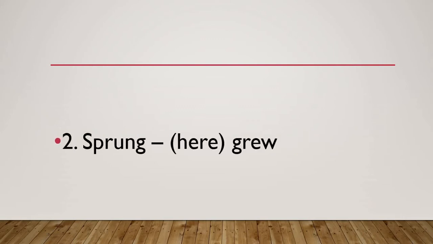Number 2, sprung. Answer is grew. See, necessarily you don't have to write the brackets, because here it means in this lesson sprung means grew. Otherwise, sprung has many more meanings in the English dictionary. So here it means grew. That is why it is there for your understanding that sprung means grew in this lesson. Okay, so repeat it second time and keep on writing.